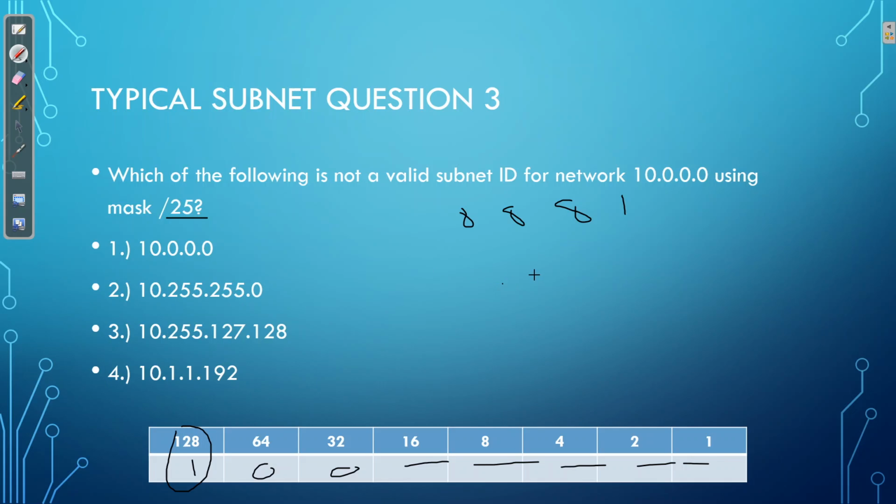So now, in the last octet, with a 128 increment, I can either have 0 or 128 in the last octet. Now looking at all these answers, number 4 is the right answer. The reason being is because I can either have a 0 or 128 in the last octet. 1, 2, and 3 all show valid subnet IDs because there's either a 0 or a 128 in the last octet. Number 4 shows a 192 in the last octet, meaning it cannot possibly be a valid subnet ID, which rules this out straight away. So number 4 is the right answer.